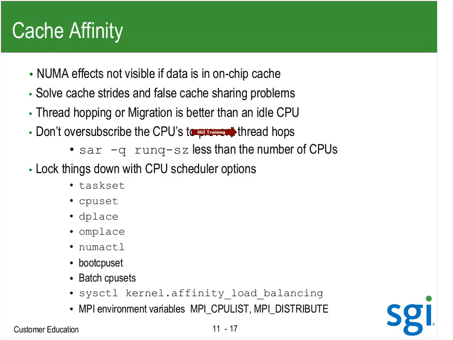Again, everything we're doing these days is lock it down. So we can do taskset, which people shouldn't be using, and CPU sets, which everybody really is using, particularly batch. But I want to use dplace in combination with CPU sets so that each thread gets affinity. Then there's omplace for MPI OpenMP hybrids that basically builds a dplace for you. And then there's numactl. Now, numactl will say, put it on these nodes, but it won't say, put this thread's memory on this node.